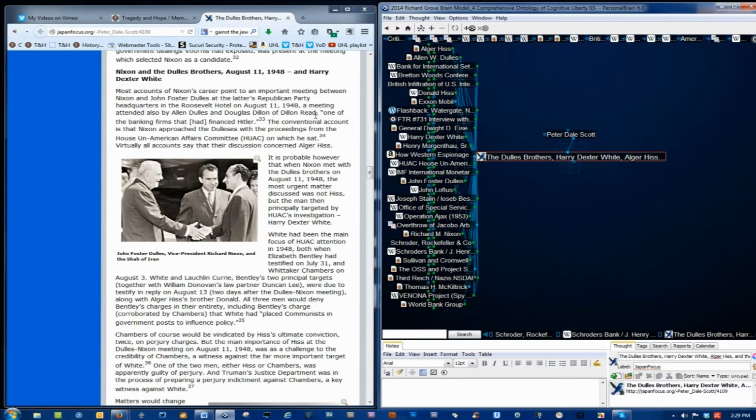All right, so let's jump down to this section of the article, Nixon and Dulles brothers, August 11th, 1948, and Harry Dexter White, because this starts to bring in Dillon Reed and HUAC and these types of things, and this is all a study of the Cold War spies.